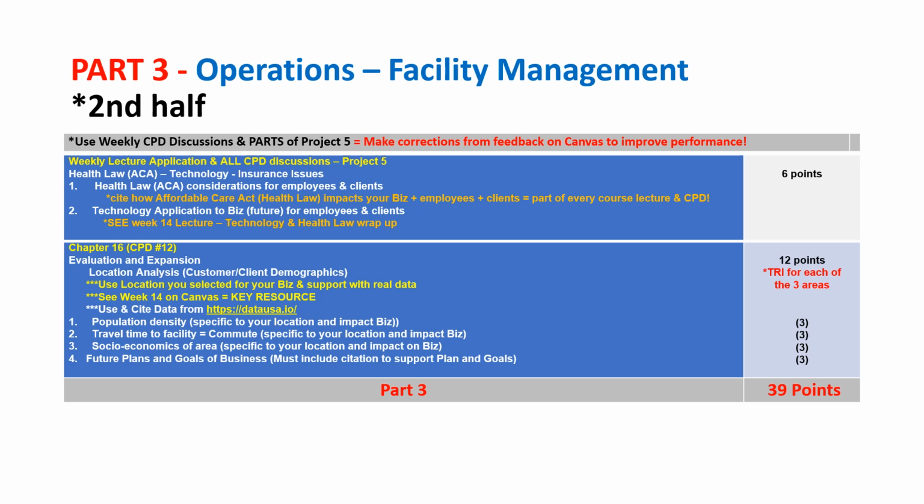Specifically use for your location analysis, you want to cite Data USA here, where we talk specifically TRI for population density with your business. This is where you need a specific location. Number 2, then travel time to your facility, how that impacts your business with the commute. Number 3, the socioeconomics of the area, the location of your business, how that impacts your business. And then last, you do need TRI. You need to cite here future plans and goals of your business.